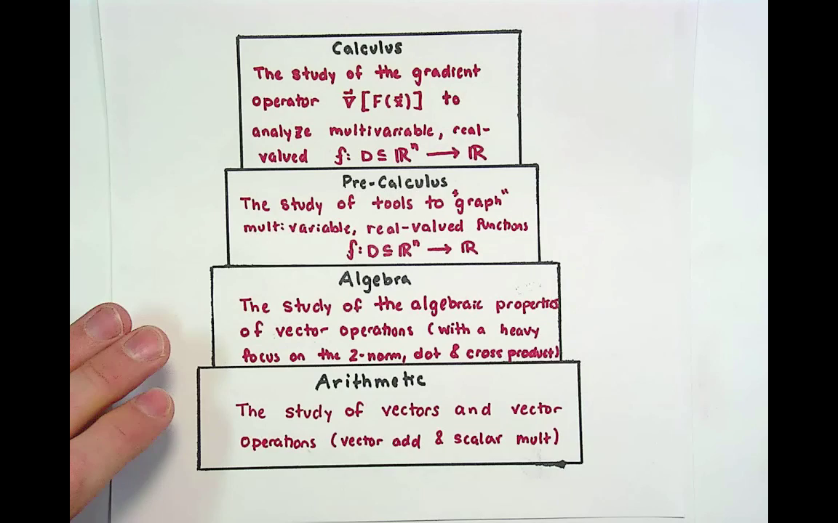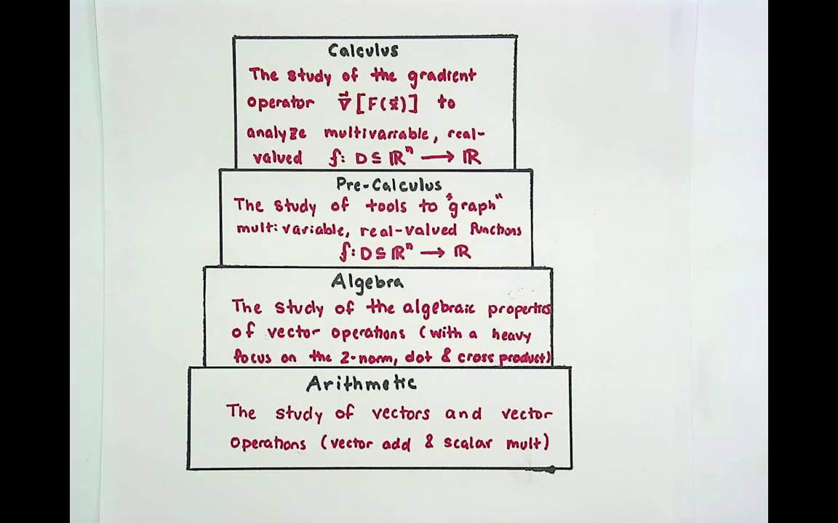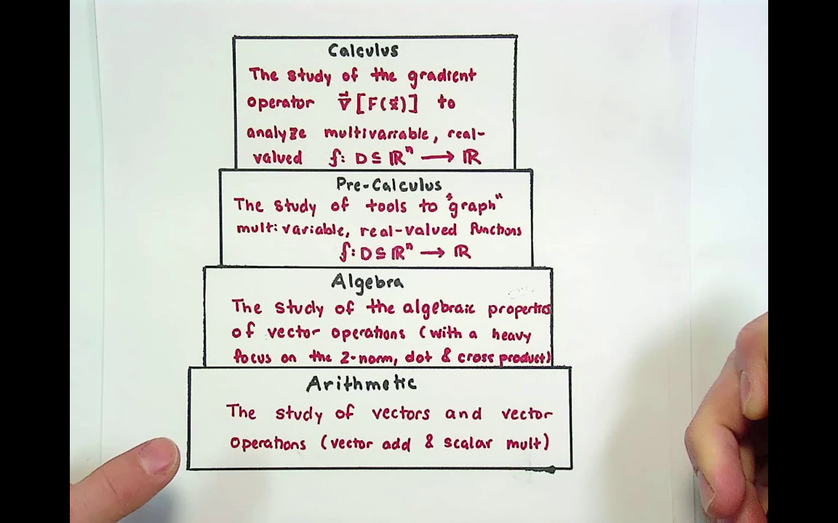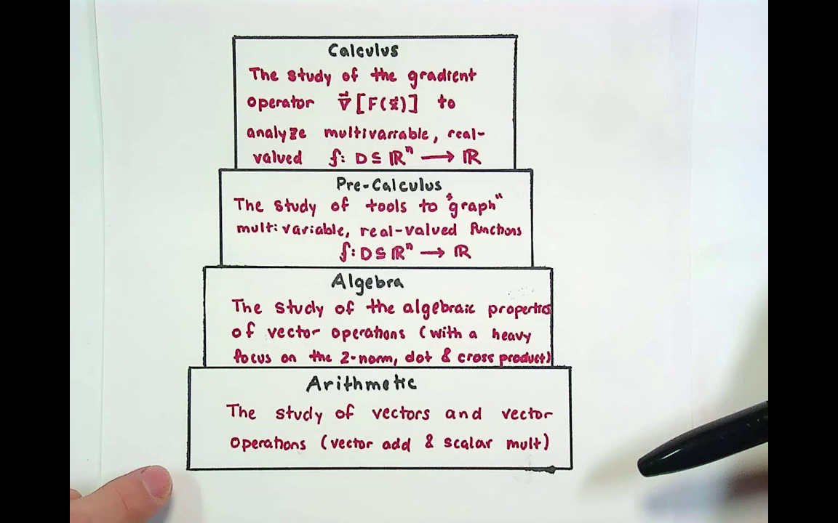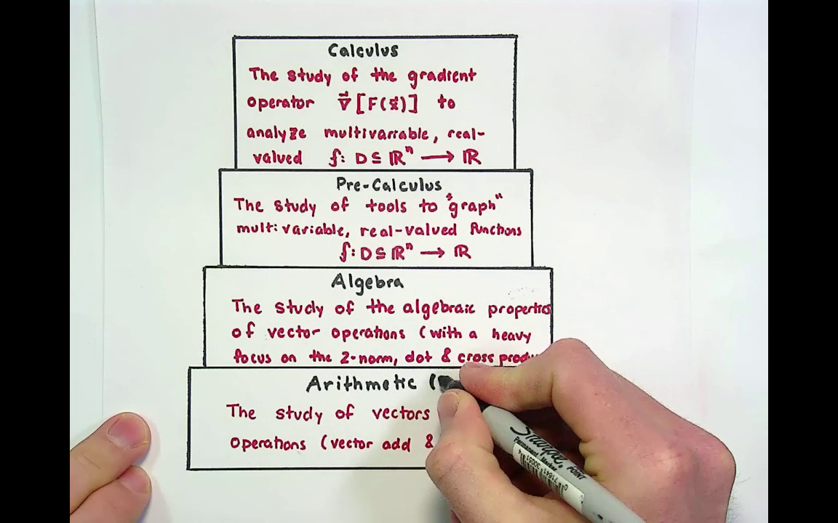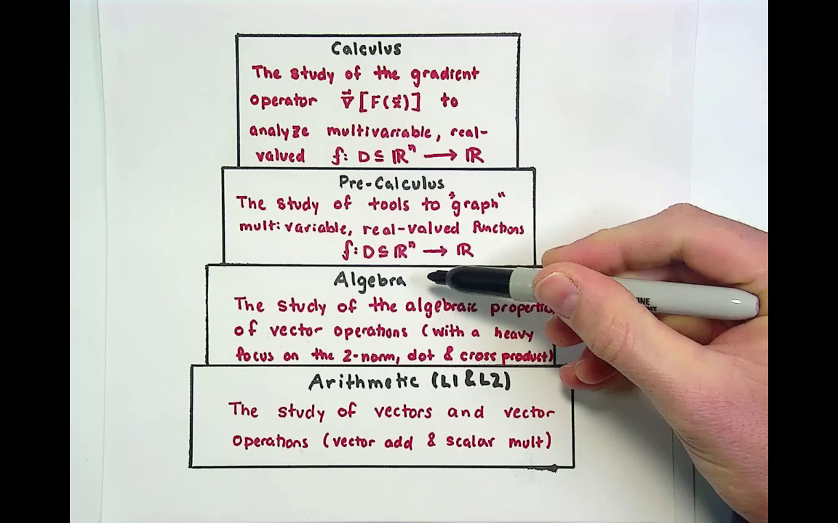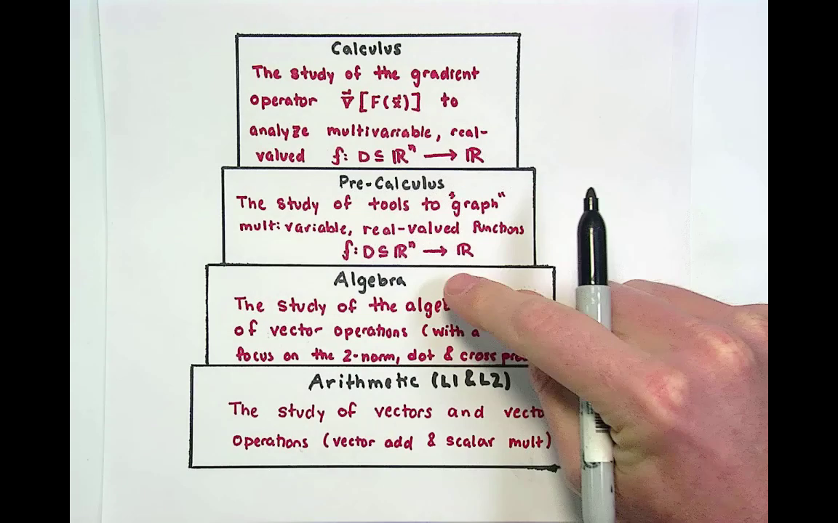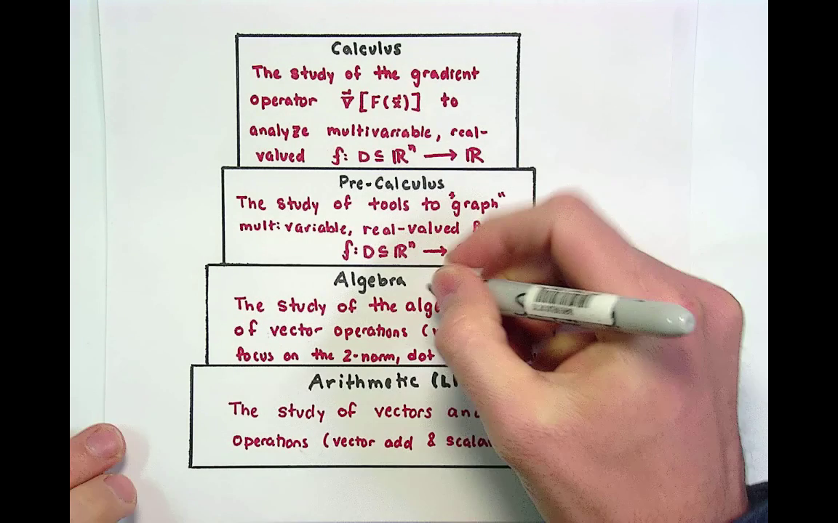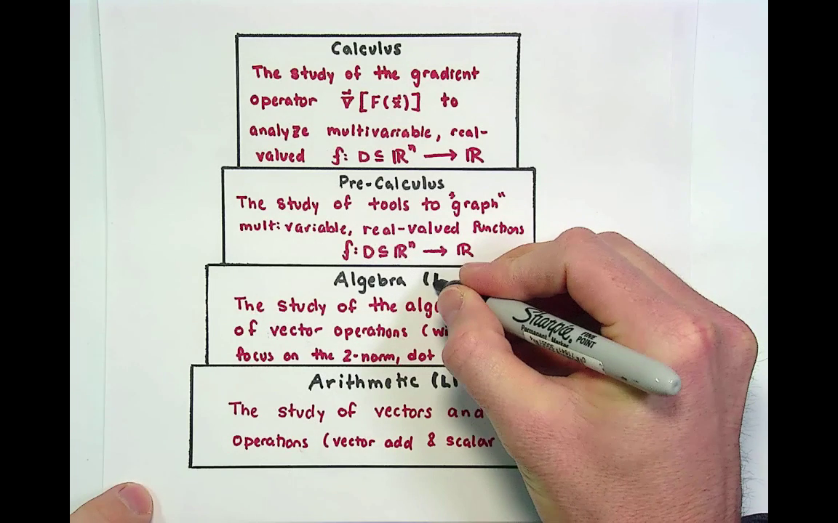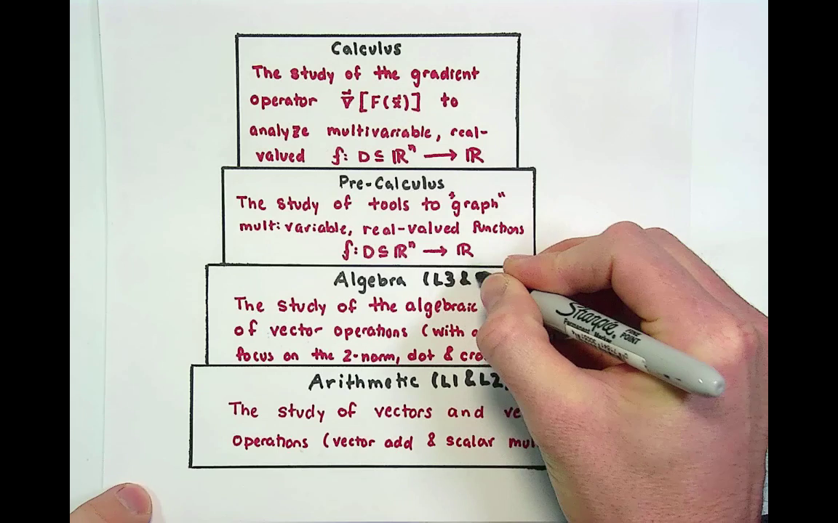In the early videos like Lessons 1, 2, and 3, we looked at this structure very often. In the beginning of our work, we started with the study of arithmetic, aka vectors and vector operations like vector addition and scalar multiplication. So this was something like Lessons 1 and 2. We then moved on to the study of algebra, meaning the study of algebraic properties of vector operations, and we focused most heavily on the new operations that you hadn't really seen before, including the two norm, the dot product, and the cross product. So this was like Lessons 3 and 4.